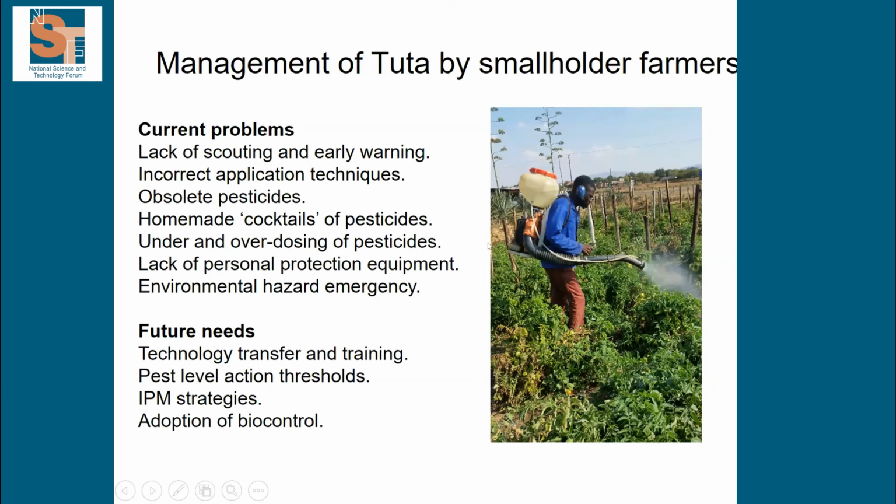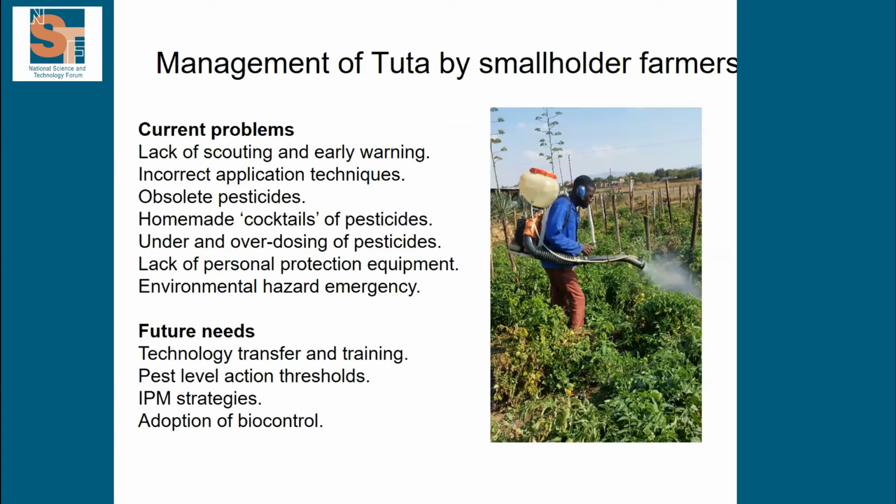And the department is trying to give out information sheets, fact sheets, training, but there's an awful lot more work that needs to be done. So the future needs are increased. We must increase our technology transfer and training, get into these smallholder areas, make sure that they know what they're doing and they're safe.